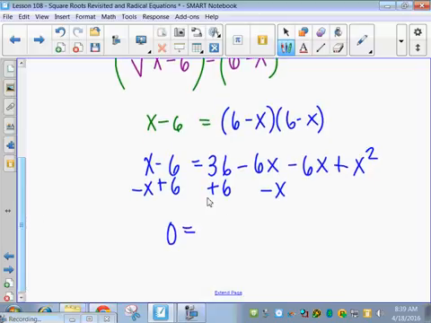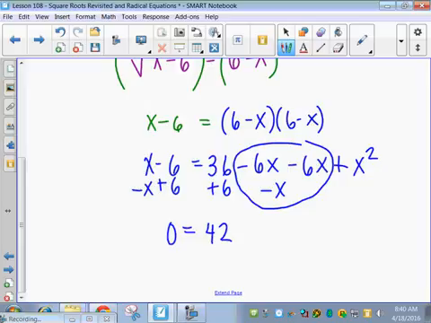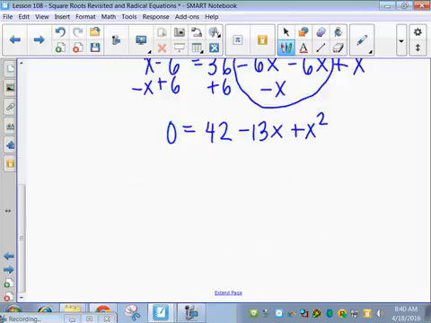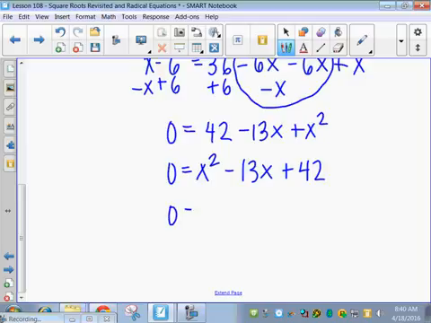And over here I have 36 plus 6 gives me 42. All three of these x terms are going to add together. Negative 6x, negative 6x, negative 1x gives me negative 13x. And then plus x squared. Just so this looks familiar, let's put it in order. So it's x squared minus 13x plus 42, equals 0. And now we're going to factor it. I'm looking for two numbers that multiply to be positive 42 and add to be negative 13. Bethany, what do you think? Good. So negative 7 and negative 6. Those are going to add to negative 13 and multiply to positive 42. Now we have our solutions. So Jordan, what would my solutions be here?